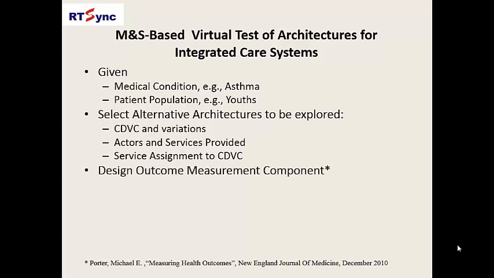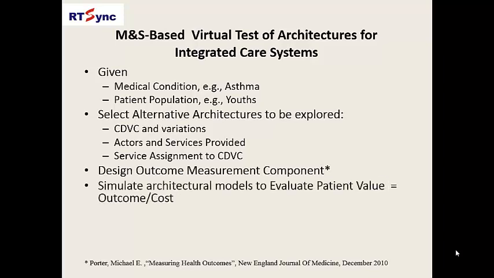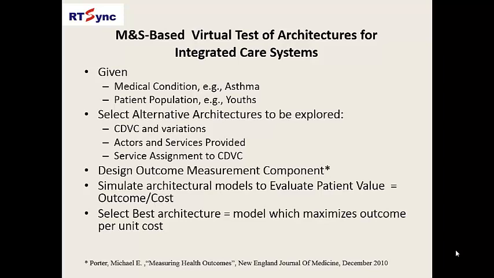And also we have to discuss designing the outcome measurement component, for which Porter provides a good guidance, but we will not further consider here. And then we can simulate the composition of these models to evaluate the patient value, which is the outcome as measured by the measurement component and the cost as measured by that component. Then we are in position to select the best architecture, or one of many possible bests, which are the model or the models which maximize outcome per unit cost. Now these variations in the CDVC and the actors and the services selected, how they are assigned to the CDVC, all are constrained by the system of system characteristics, which we'll discuss next.